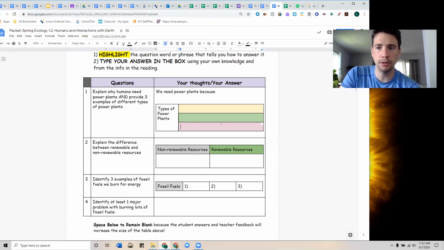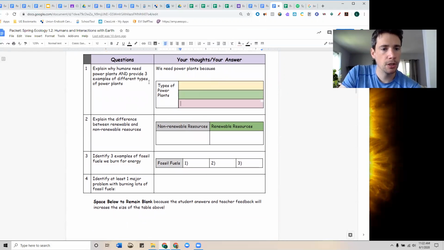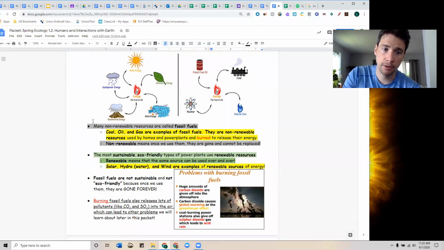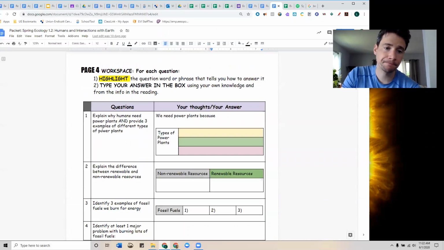Okay, so I made a little table for you too. Number 2, it says explain the difference between renewable and non-renewable resources. So put your little definition for non-renewable here and renewable here. You can use the text to help you out.